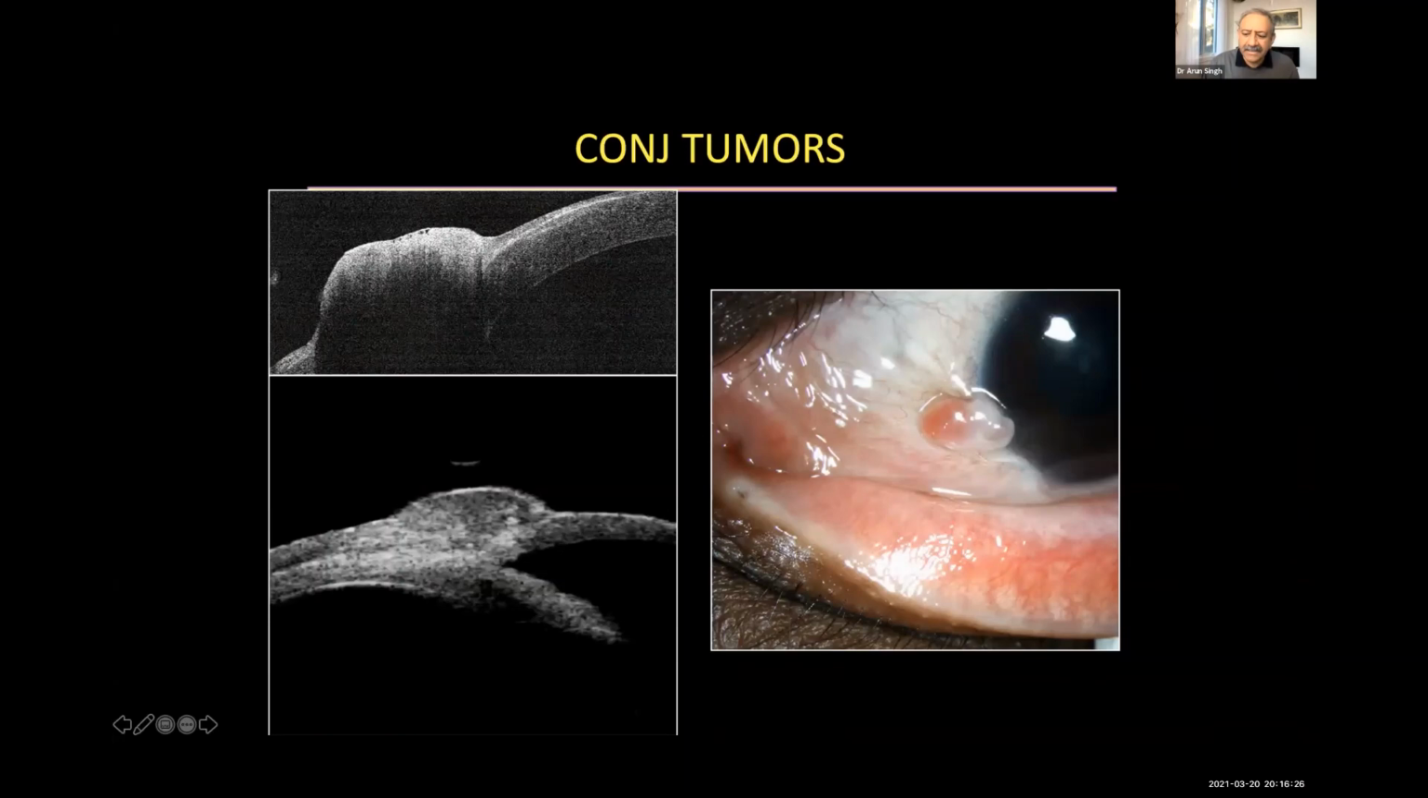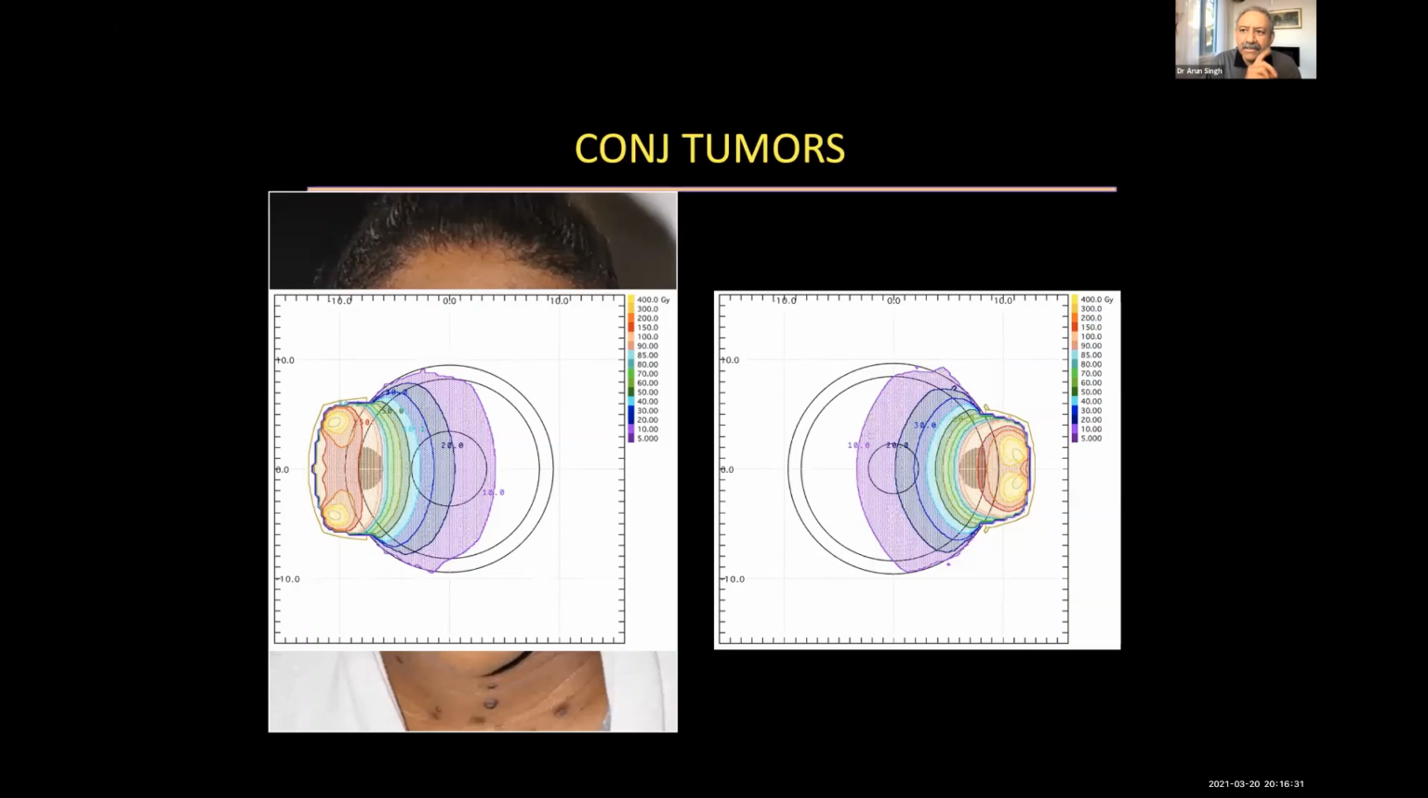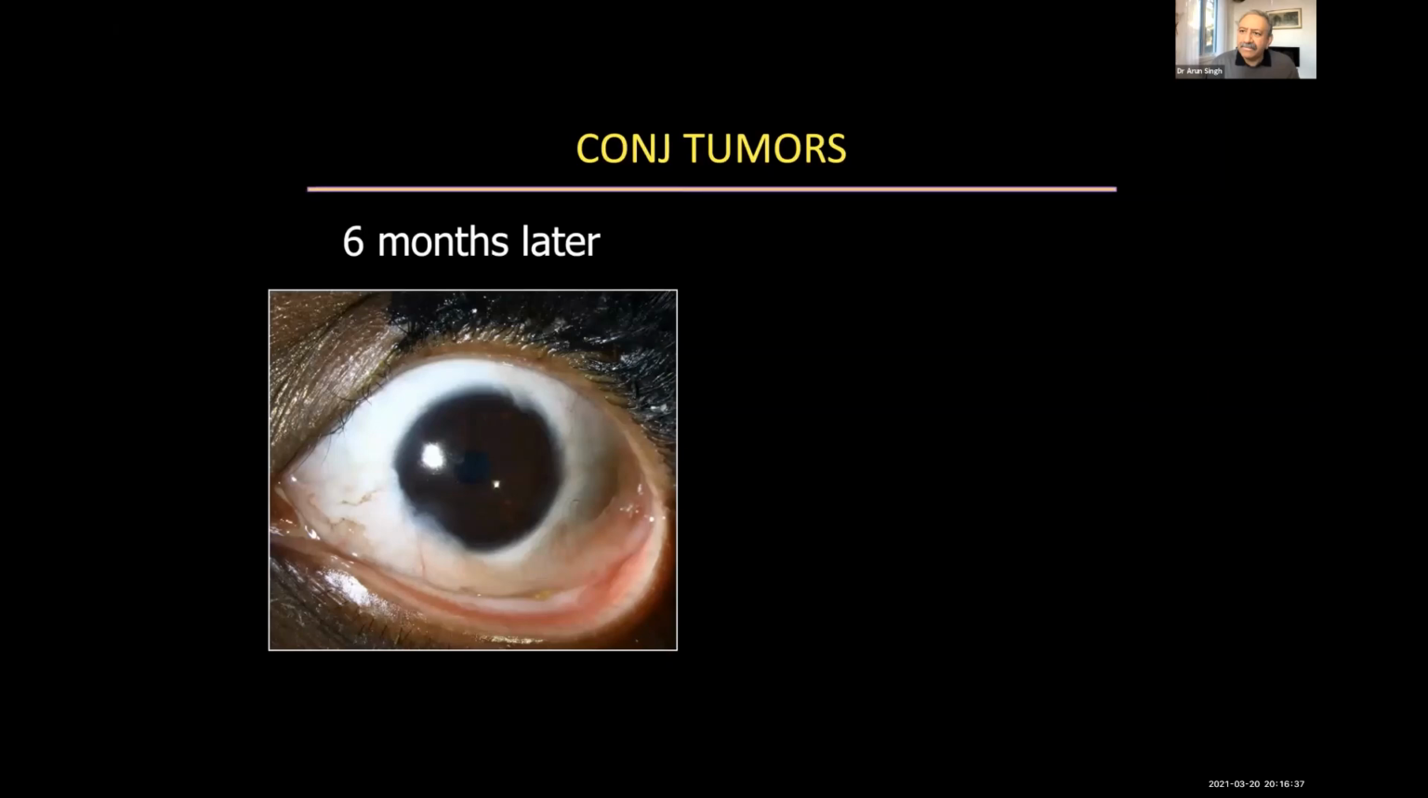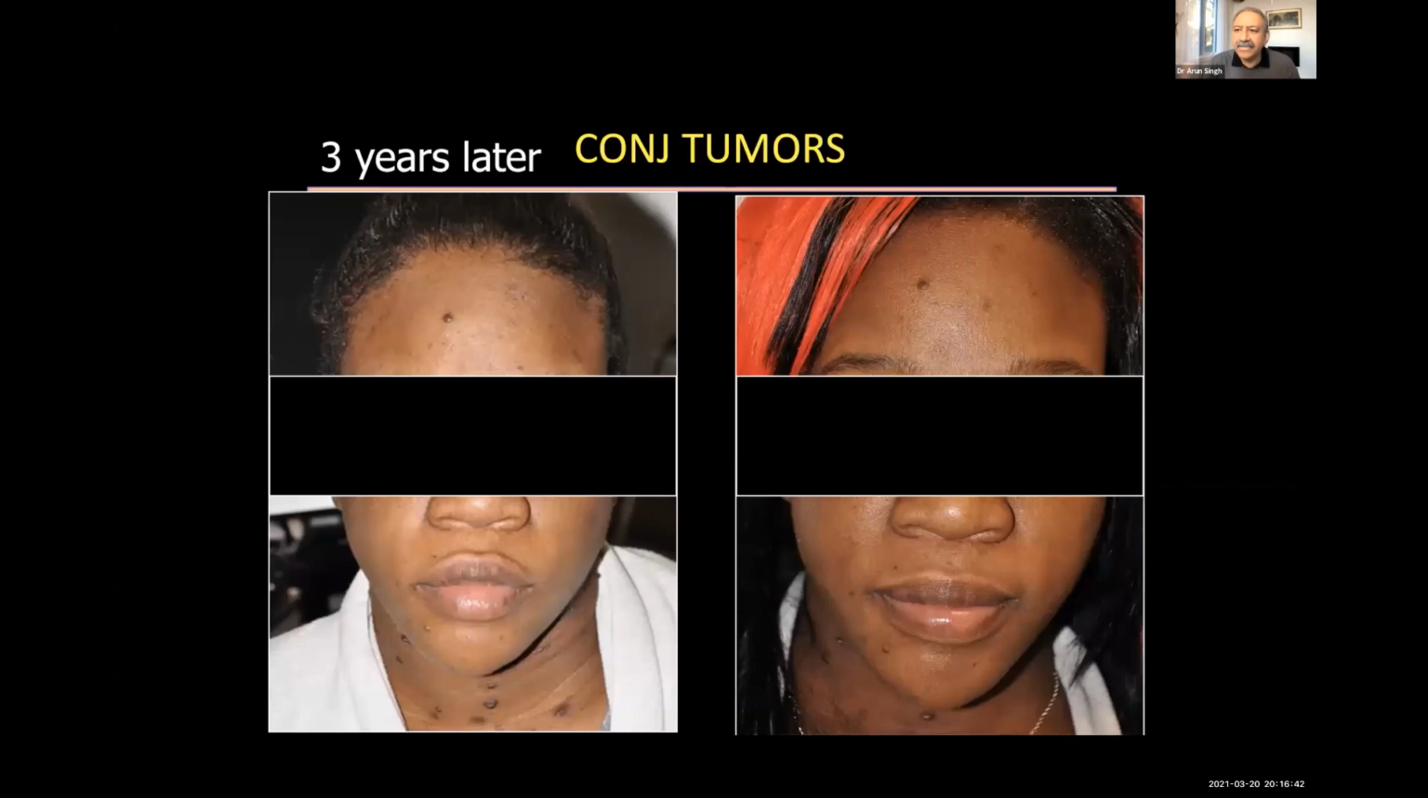bilimbal melanoma, we put two plaques, one at one time, and then moved to the other area of the same eye. And after 6 months, you can see all the pigmentation and melanoma is gone, and she was recurrence-free for many years. She did get radiation cataract that was taken care of.